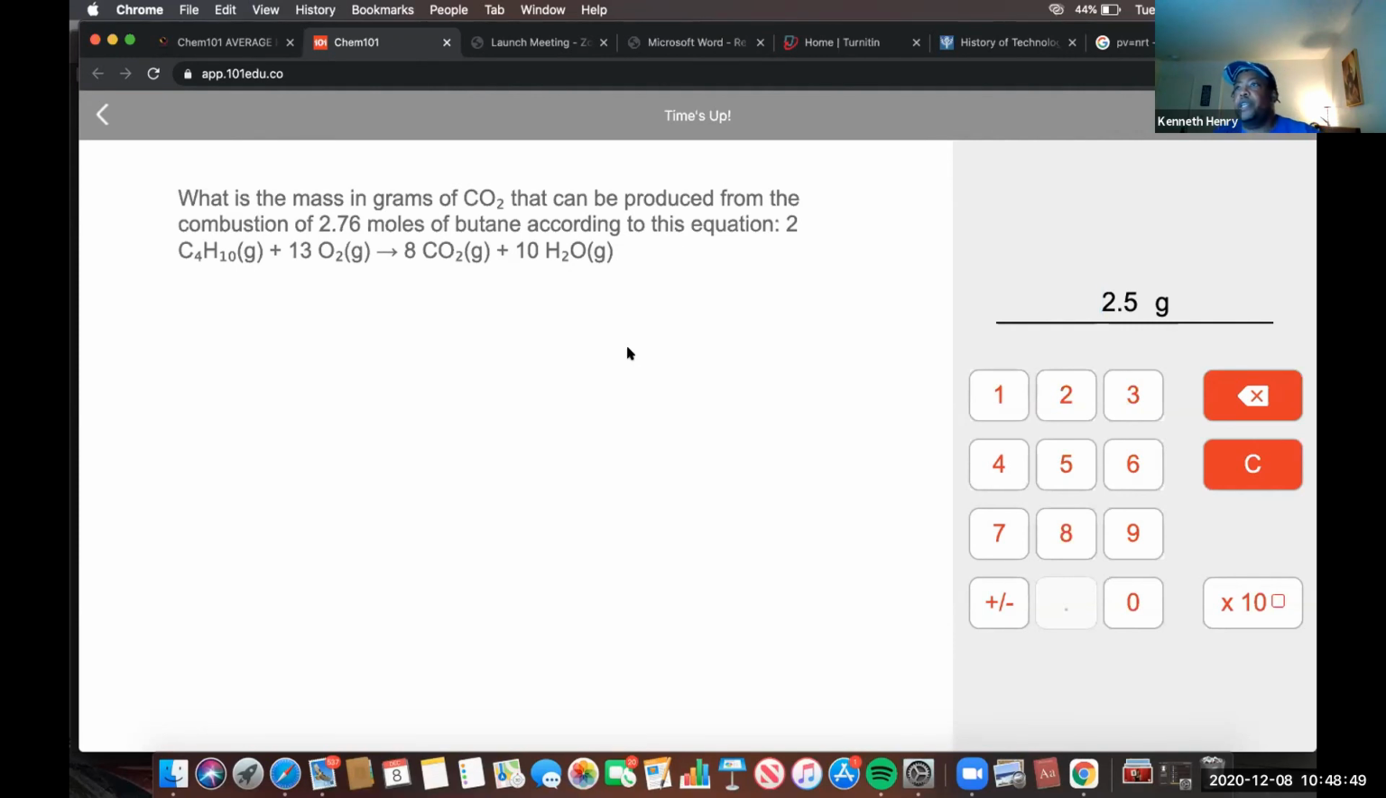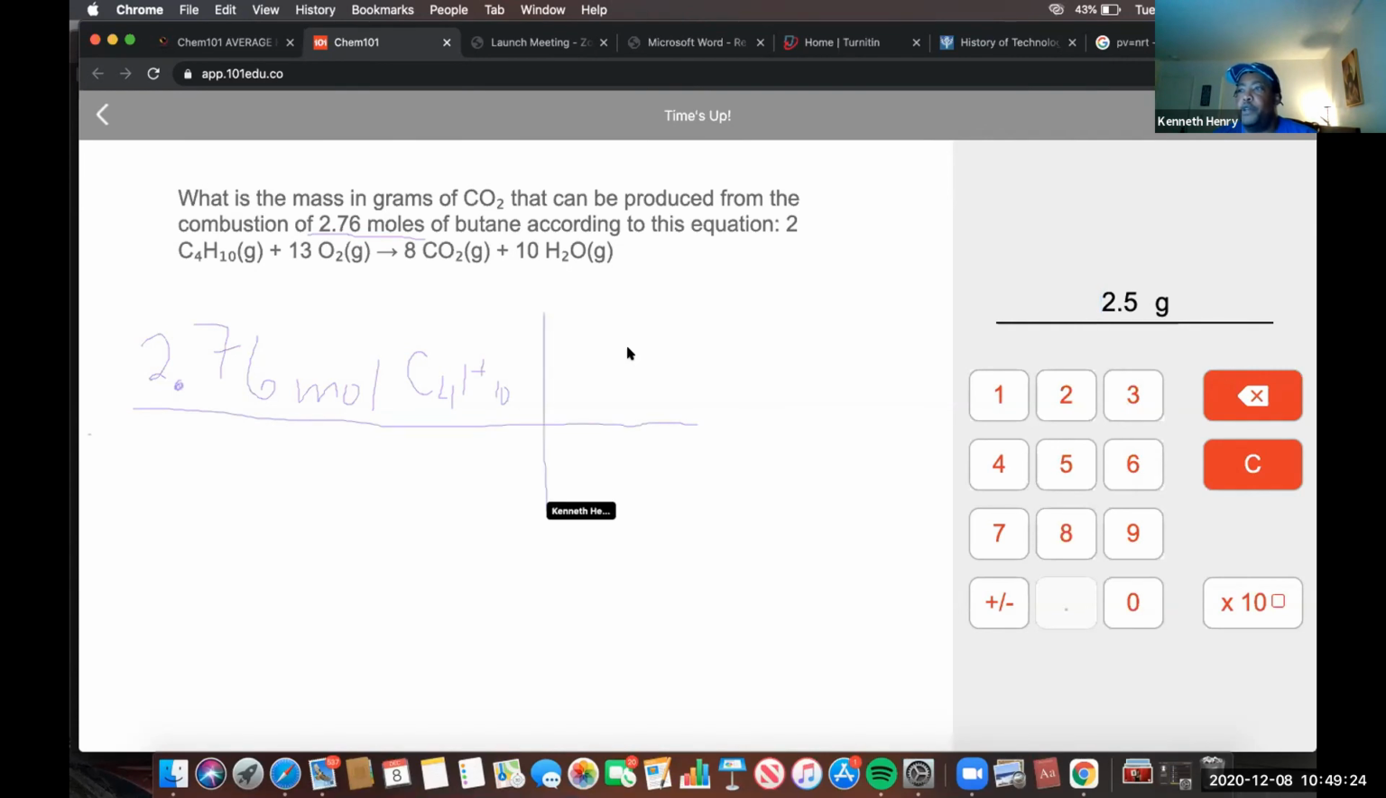Okay, so we're given, let me see. Do you mind if I write on your board, on your screen? Yeah. Okay. So we're given the number of moles of butane. So we have 2.76 moles of butane. Okay, so I'm already in number of moles, right? So I have quantity already. So I can use my chemical equation.